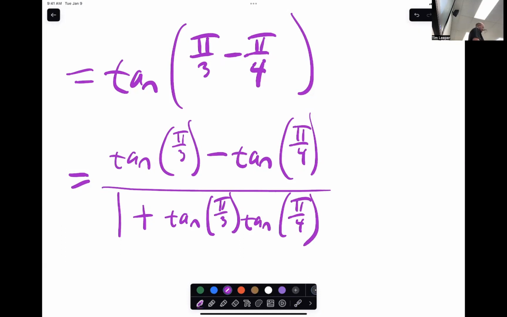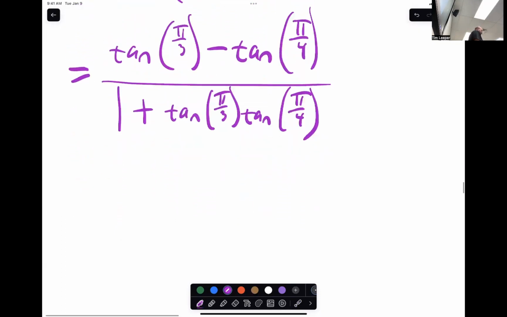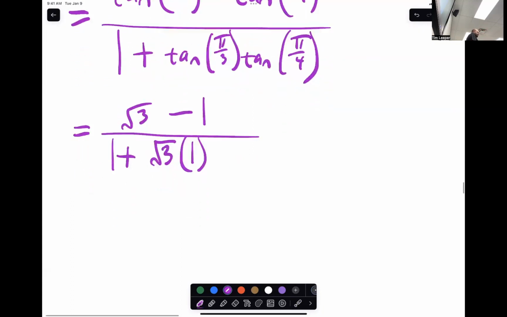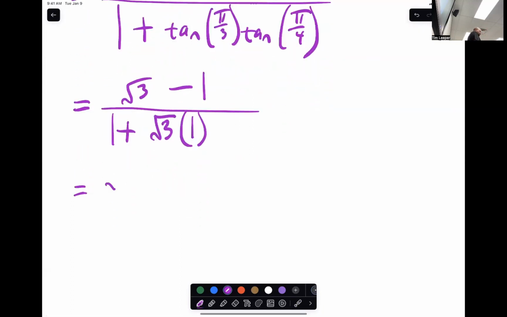Good. Do I expect you to know your tangent values? Yes. What is tangent of pi over 3? Square root of 3. Good. Minus, what's the tangent of pi over 4? 1. Good. All over 1 plus, again, tangent of pi over 3 is square root of 3 times tangent of pi over 4, which was 1. Fantastic. Now notice that this is the square root of 3 minus 1 all over 1 plus the square root of 3.